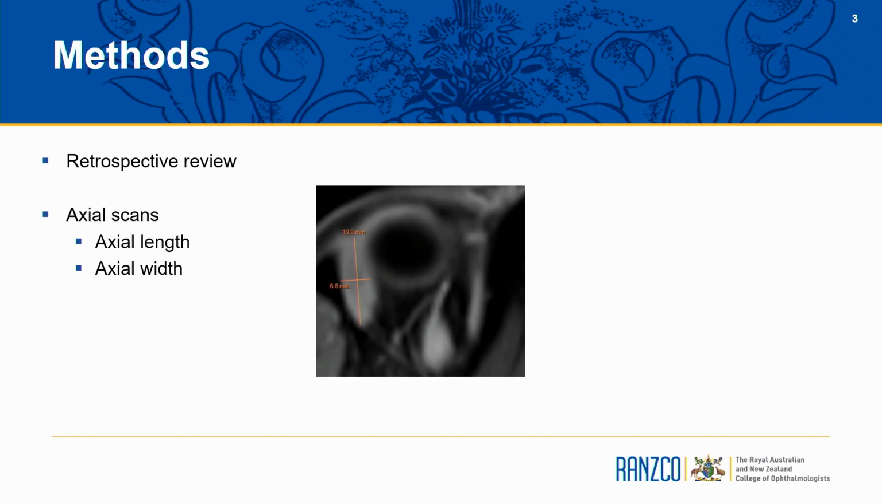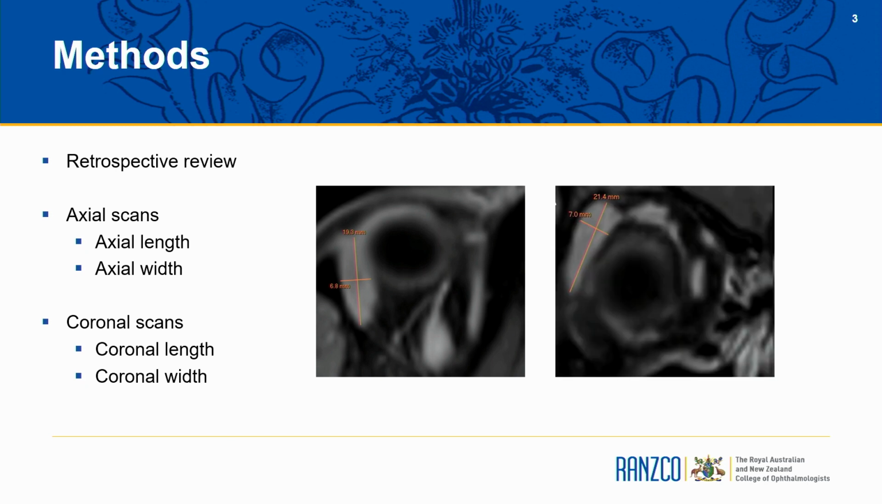from the study. We looked at axial scans, and in the axial scans, we looked at the axial length, which was measured from the anterior to the posterior tip of the lacrimal gland. And we also measured the axial width, which was measured perpendicular to this distance from the medial to the lateral edge of the lacrimal gland. We also looked at coronal scans, and in the coronal scans, we looked at the coronal length from the superior to the inferior tip of the lacrimal gland, and the coronal width, which was measured perpendicular to this from the medial to the lateral edge of the lacrimal gland.